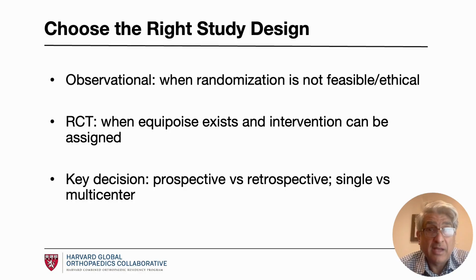Choose the right study design. Explain equipoise in simple terms: the community genuinely doesn't know which is better. Observational designs are common and valuable, but you must address bias, whether it's selection bias or confounding. Multi-center increases generalizability and sample size, but adds coordination complexity. So key decisions: prospective versus retrospective, single versus multi-center.